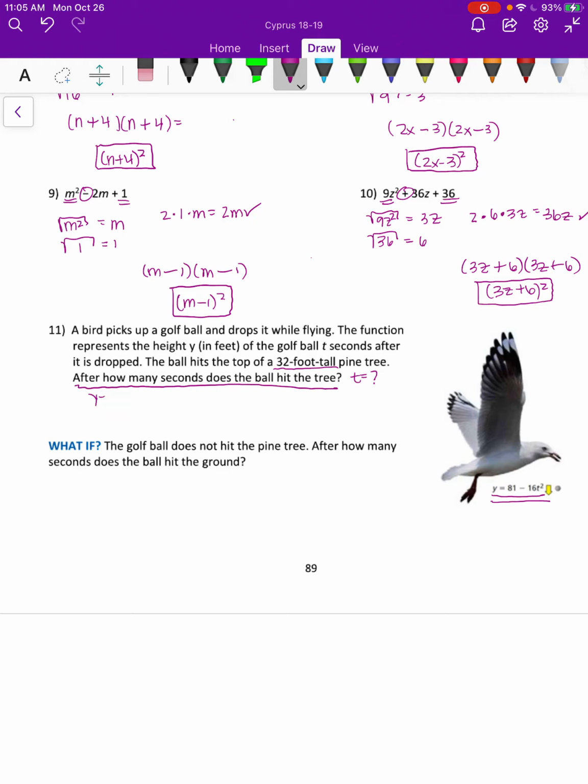Okay, I'm going to write down my equation. Y equals 81 minus 16t squared. They actually tell us y. We don't know what t is, that's what we're trying to find, but they did tell us y. They told us that we're hitting a 32-foot tall tree. That's y. So I'm going to replace y. Whoops, I did not mean to write equals there. Minus.